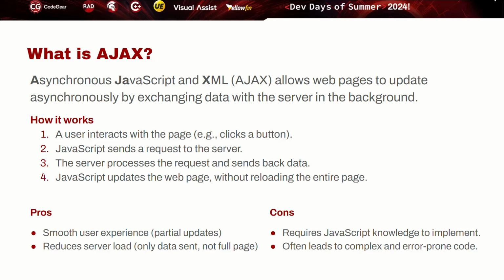in the background. So how it works: a user interacts with a page, for example, clicks a button, and then JavaScript sends a request to the server behind the scenes. So it doesn't fully reload the page. The server processes the request and sends back the data. And then with JavaScript, we update the web page without reloading the entire page. So it's pretty much exactly an HTTP request, but it's done asynchronously and without blocking the UI for the user.